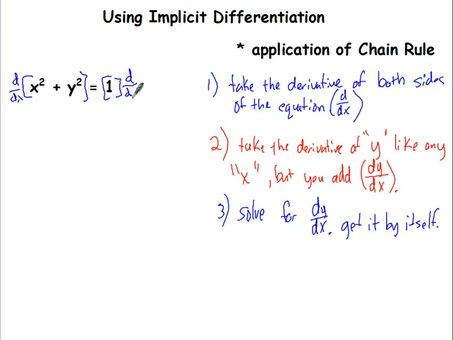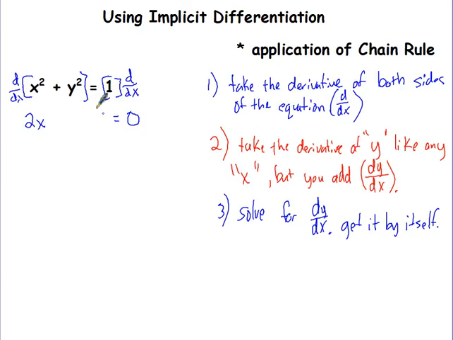So basically, let's do the right side. What's the derivative of 1? Well, the derivative of any constant is equal to 0. Take the derivative of this side. Just like before, I'm going to look at the derivative of each part separately. The derivative of x squared is 2x.